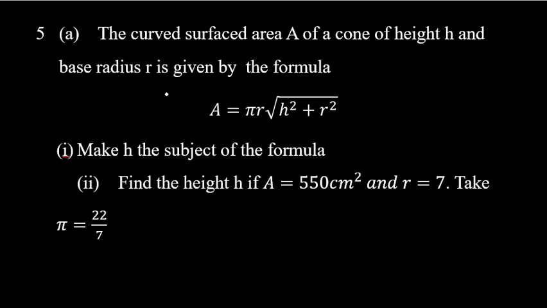So this is the question 5a. We are going to go through how we can make h the subject of that formula, and then we try finding the value for h when A is equal to 550 and r, which is the radius, is equal to 7. Now we have A equal to pi r square root of h squared plus r squared, and the question wants us to make h the subject.